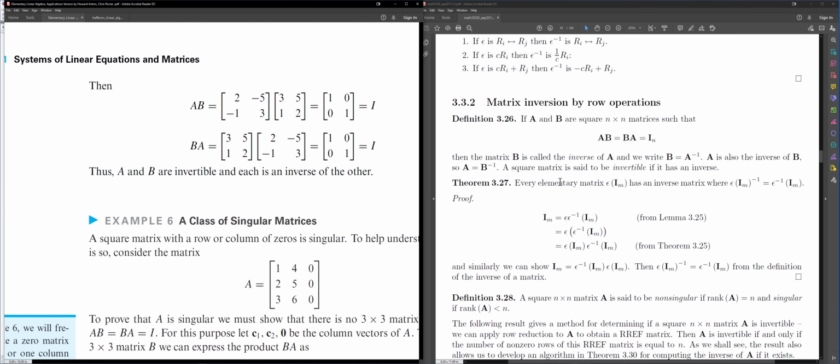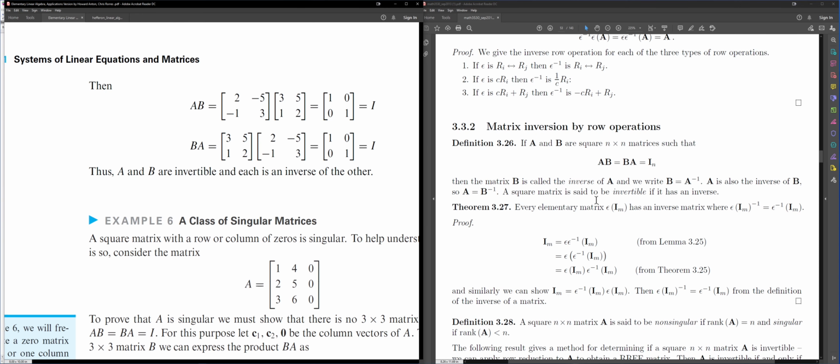And then finally, a square matrix is invertible if it actually has an inverse.